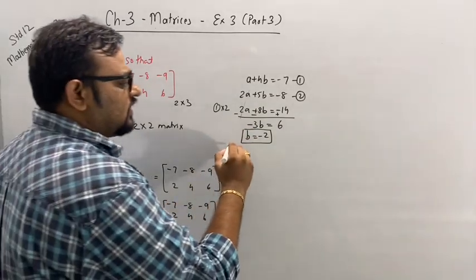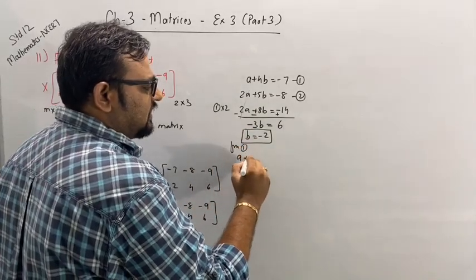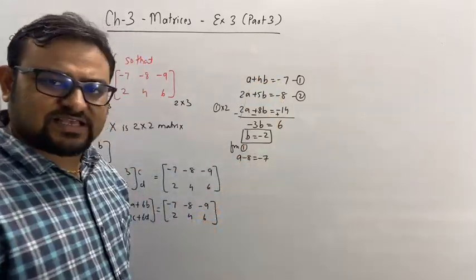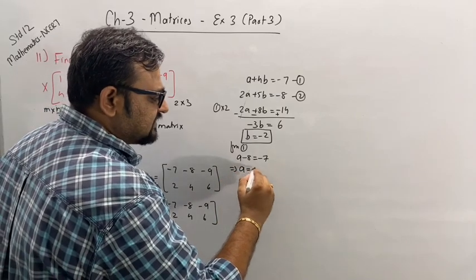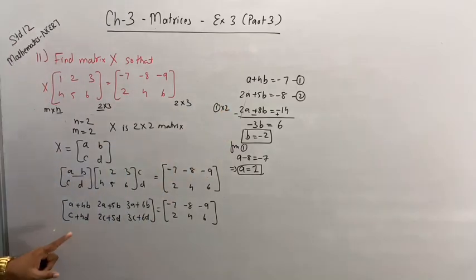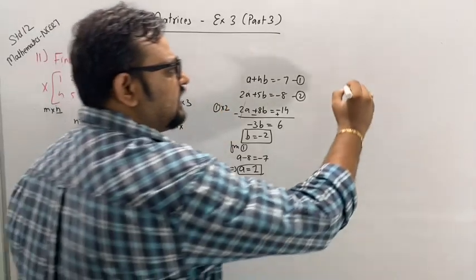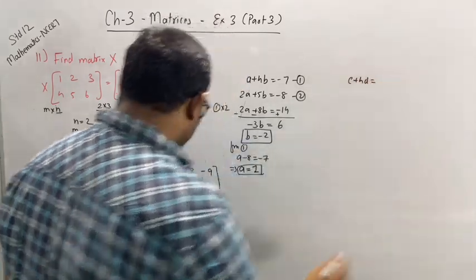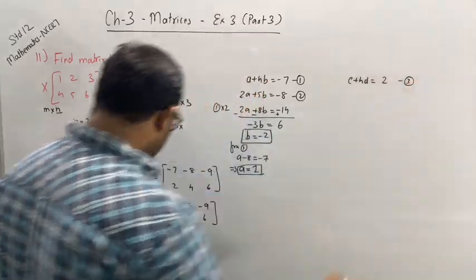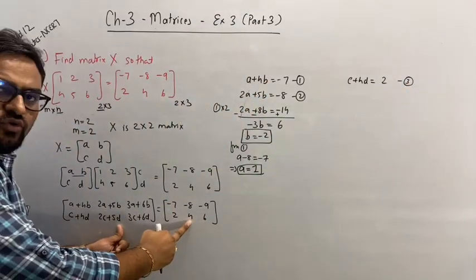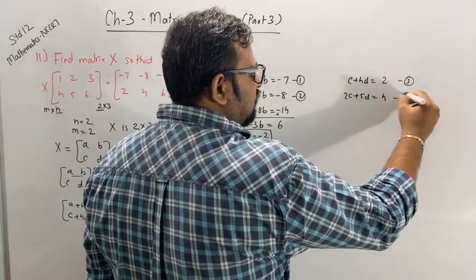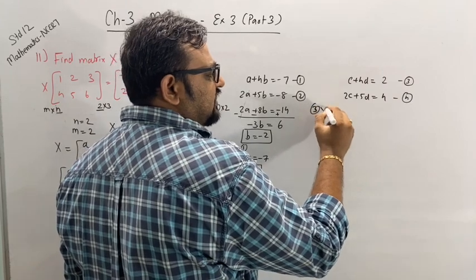Clear? Putting in 1, A plus 4 into minus 2, minus 8 equal to minus 7. So what does this imply? A is equal to 1. I got the value of A and B. Now similarly for this one, C plus 4D is equal to this value 2. Let's name this as equation 3, and 2C plus 5D equal to 4. So we'll use a similar thing, equation 3 into 2.